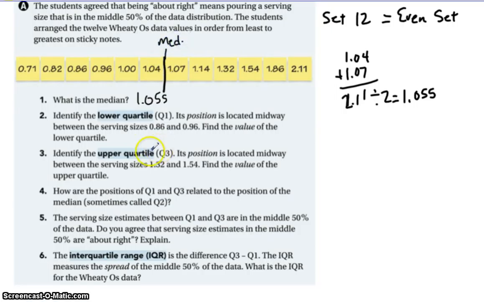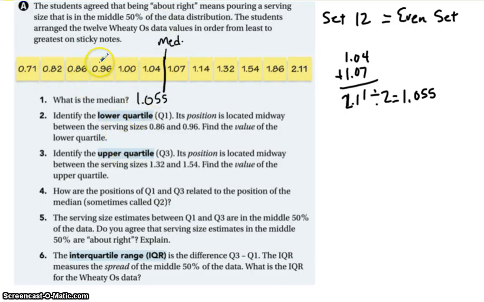Okay? All right, now it says to identify the lower quartile, or Q1. Its position is located midway between the serving sizes of 0.86 and 0.96. Find the value of the lower quartile. Now, the lower quartile is simply the median of the lowest half of information. So we found the median, and essentially that cuts it into two halves. Now we're going to find the lower quartile, or Q1, and it works the same way.